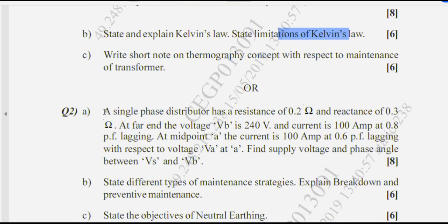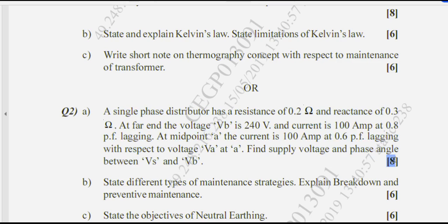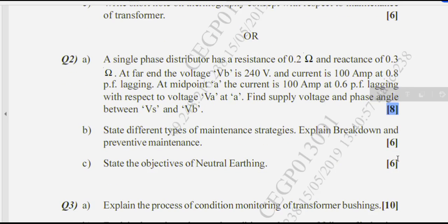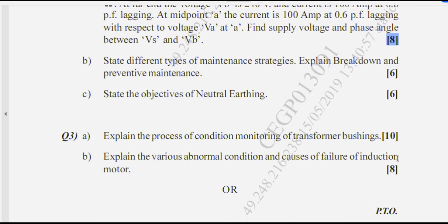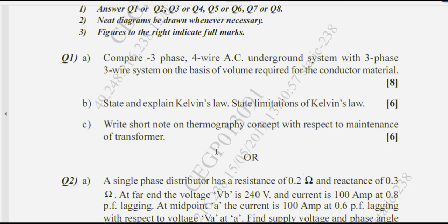The second question is related to finding out the voltage drops at points VA and VB, and the phase angle between VS and VB. This is again an 8 marks numerical, and that's it from unit number 1. These are the important points from unit number 1, and if you prepare the unit wisely, you will definitely get these 8 to 10 marks, and it will help you to score at the end.